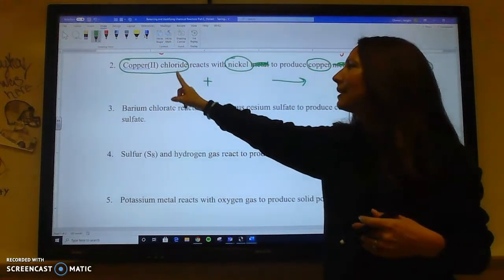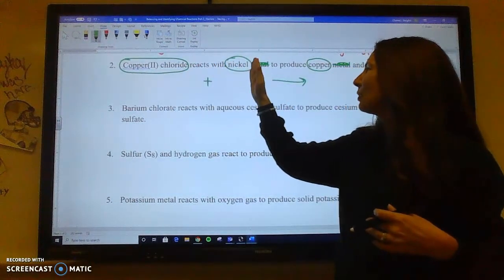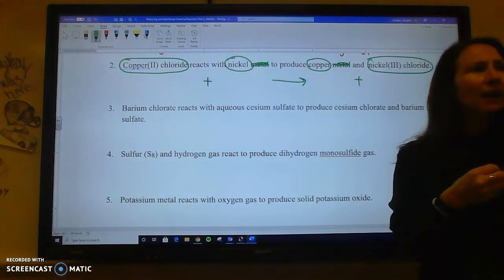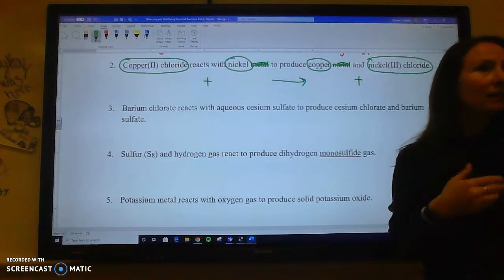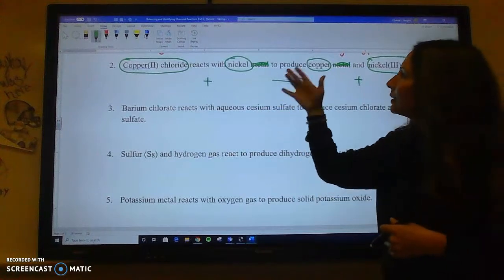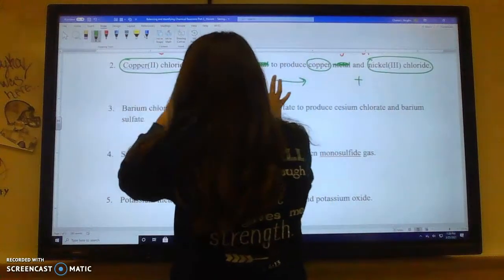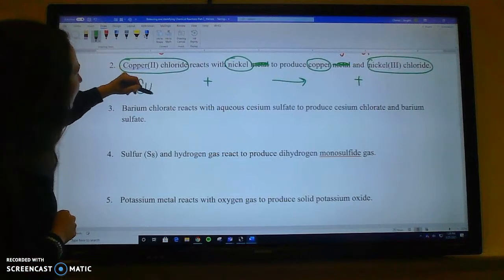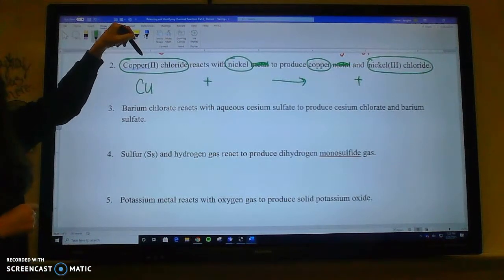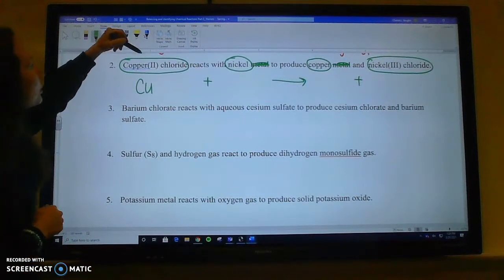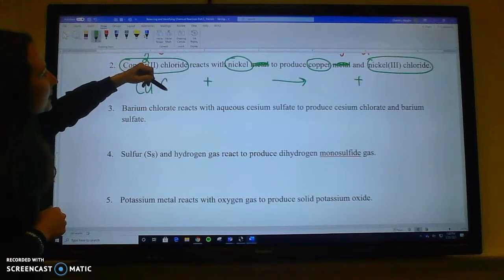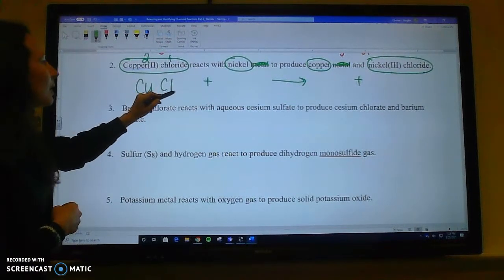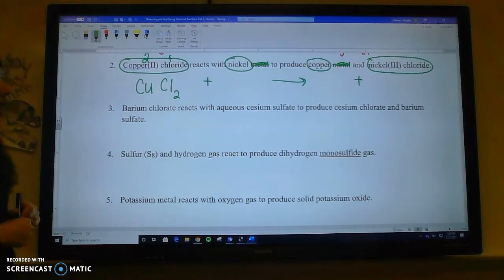Reacts with, this could have said copper(II) chloride and nickel react to produce. Okay, so you have to just kind of read into what it's saying. All right? Okay, so now we are going to write out the formulas. Copper(II) chloride. Copper is Cu, and the Roman numeral, remember, is the charge of our transition metal. Chloride is Cl with a charge of 1-. We switch those, and this becomes CuCl2.